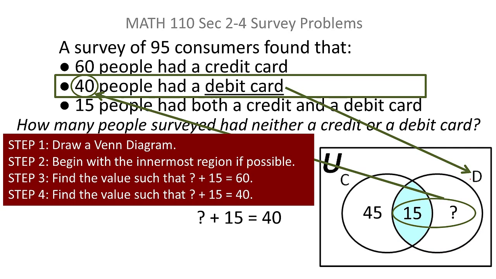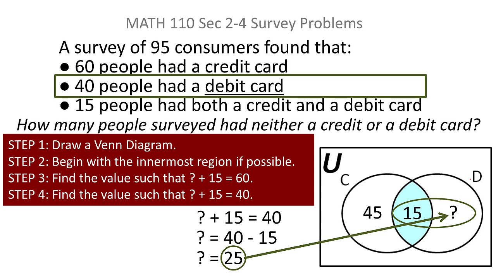So I've got to again do a little subtraction. What plus 15 will give me 40? And of course that turns out to be 25. So I put 25 in where the question mark was, and I notice again that 15 plus 25 does give me 40. It's not difficult, but you have to be careful.